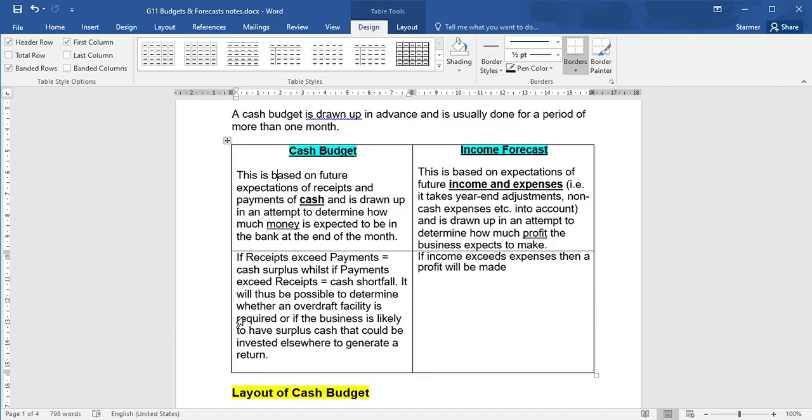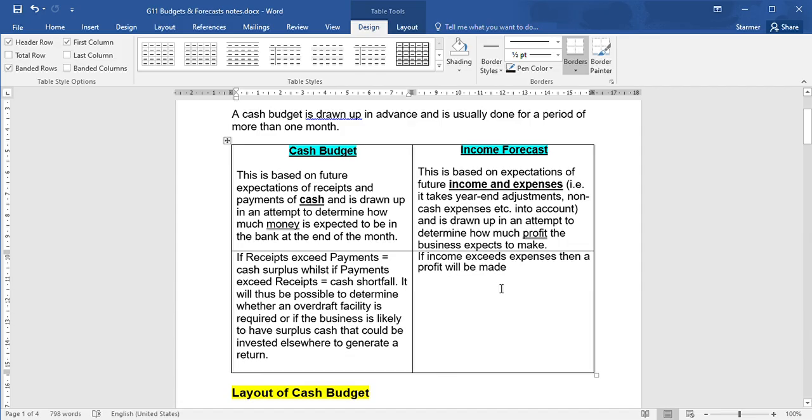On the other hand, if you find you've got a whole lot of extra money that you're not going to need to use, don't leave it in a 0% interest rate account. Rather take that money and invest it elsewhere. Maybe buy fixed assets, maybe pay off a loan, or those kind of things. And with your income forecast, obviously if your income is higher than your expenses, you're going to make a profit. If it's lower than your expenses, then you're going to make a loss.